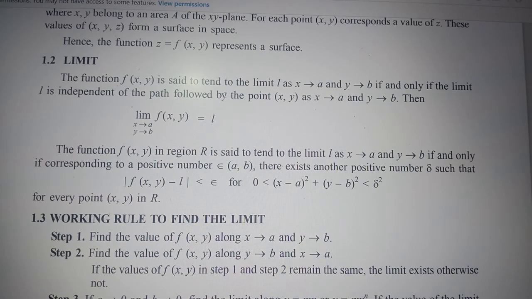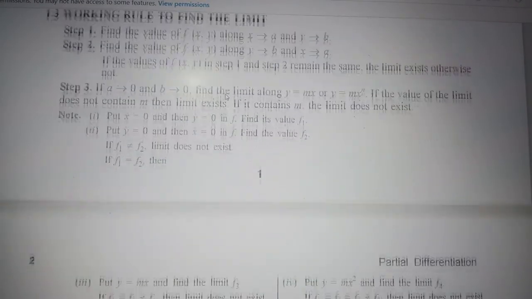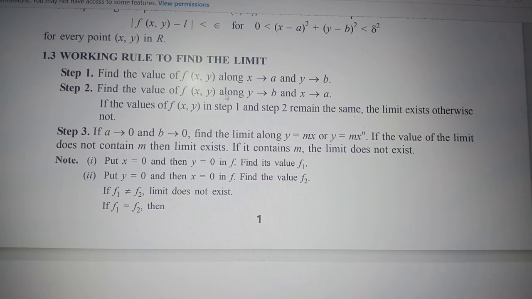Next, we are going to the working rule to find the limit. To find the limit, we follow some steps. Step 1, find the value of f of x comma y along x tends to a and y tends to b. Step 2, find the value of f of x comma y along y tends to b and x tends to a. If the values of f of x comma y in step 1 and step 2 remain the same, the limit exists, otherwise not.